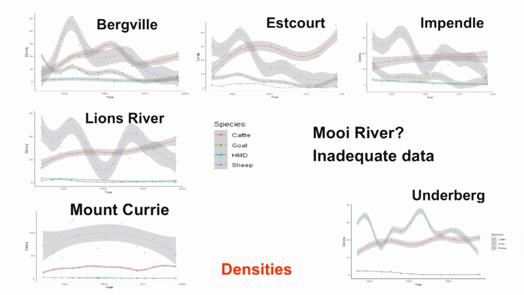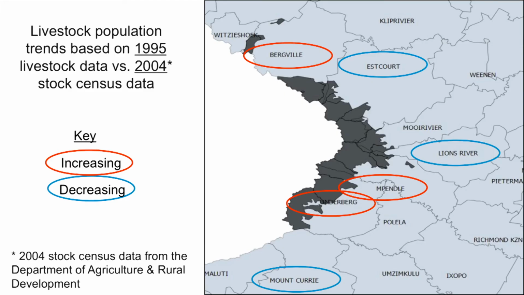Those were data up until 1995. And we did get 2004 stock census data, so we wanted to determine the trend from 1995 to 2004, and we found that three of the magisterial districts showed increasing livestock population trends, and three of the districts showed decreasing population trends.